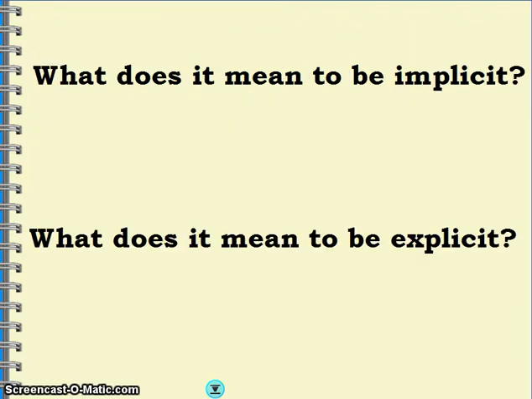So take a moment, you might need to pause the video so you can think about this. What does it mean to be implicit? And what does it mean to be explicit? Think about what you've learned in English classes or throughout the years of what it means to be implicit or explicit. We're going to move on, and again, you can pause the video so you can think about that.